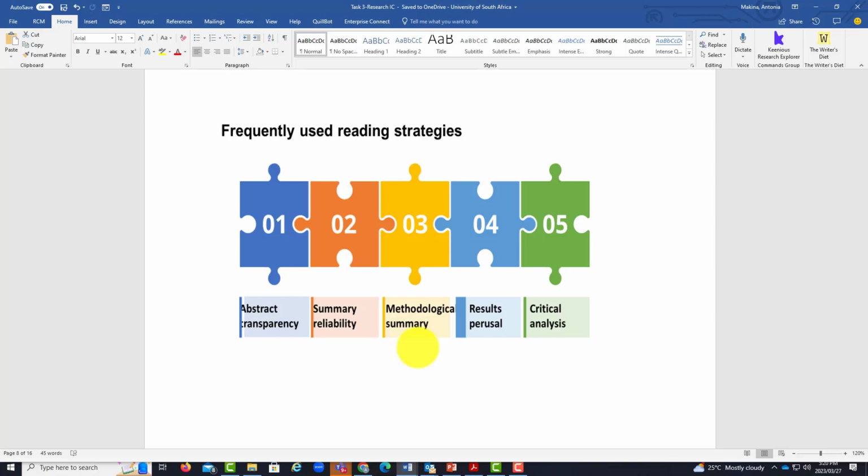Then you go to summary reliability. You identify and call out the objective or purpose, methodology, and results of your study findings, and peruse the main problem questions and the problem statement. And in the methodological summary, you are checking your sample, collection, and analysis of data before you start summarizing your findings, your key findings, where you also identify the limitations.